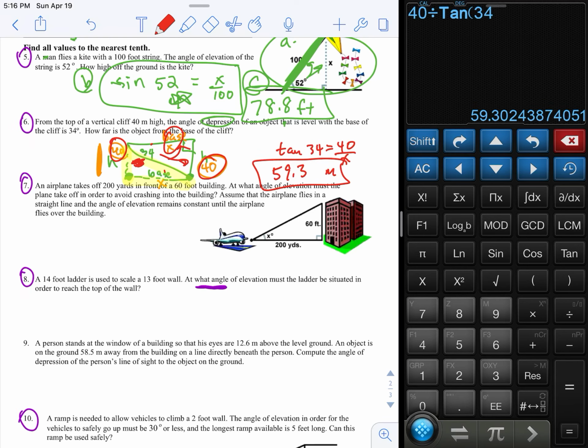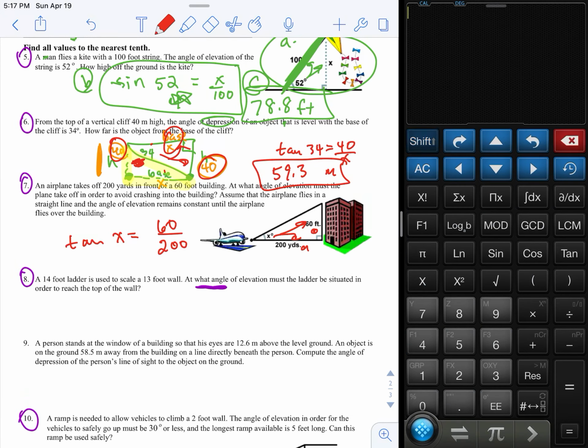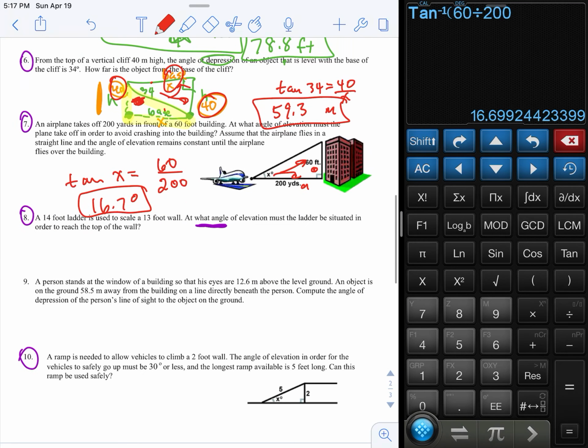An airplane takes off 200 yards in front of us, 60. I don't need a story. Opposite over adjacent, OA, tangent. Tangent x equals 60 over 200. Because I'm looking for an angle, I don't use tangent, I use tangent inverse. When I hit second, see that tangent -1? Tangent -1, 60 divided by 200. Guys, all these buttons are on the iPhone calculator, but the iPhone calculator is terrible. Again, round to 1 decimal.